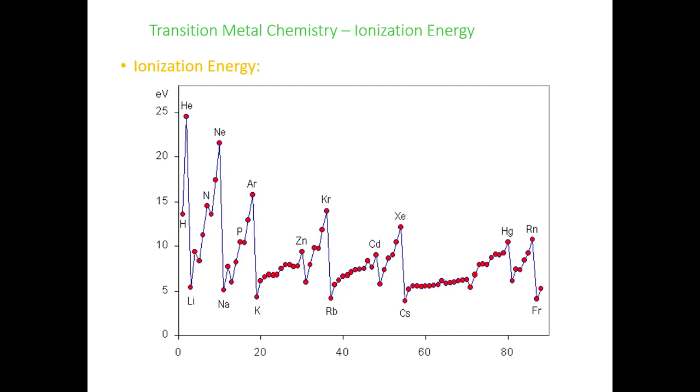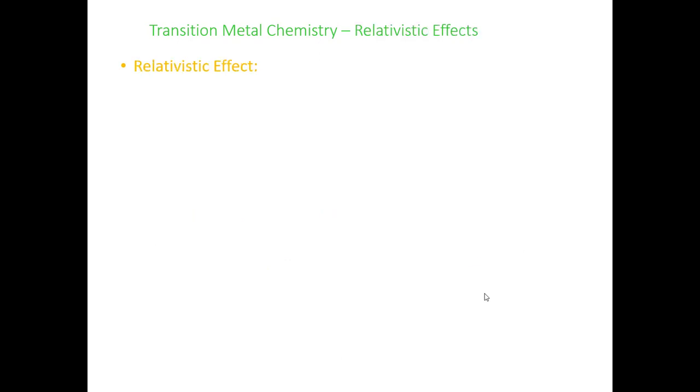And down a group, so kind of there, ionization energy generally decreases except after the f block due to the f block contraction. And you can see that right here. This is where the f block contraction really hits. So this would be the f block, and then here are the transition metals after. Higher ionization energies for the third row transition metals are also due to relativistic effects.